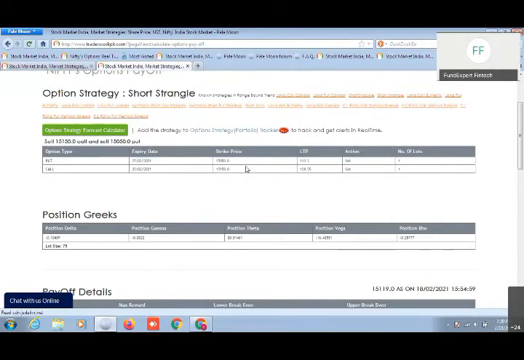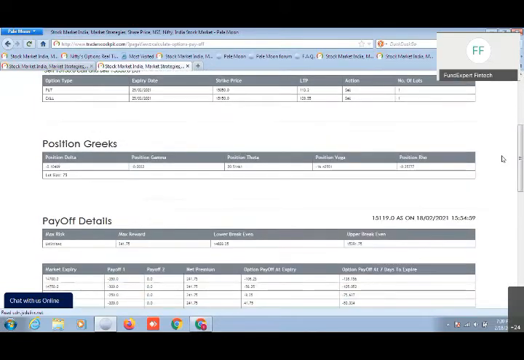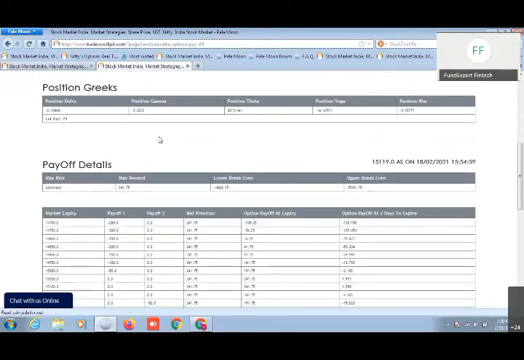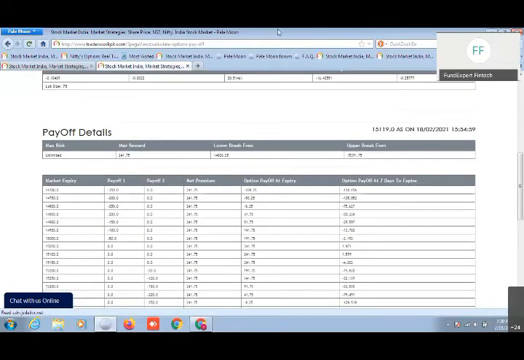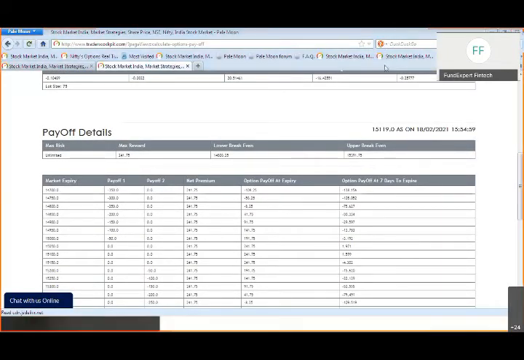Yeah, so sorry, the at the money put option and at the money call option, which are 15,050 and 15,150. Accordingly, it shows you the premium values, and it also shows you the Greek values, like how much is the delta, gamma, theta, vega. And importantly, it shows the risk to reward ratio in any strategy. It also shows you the payoff details.